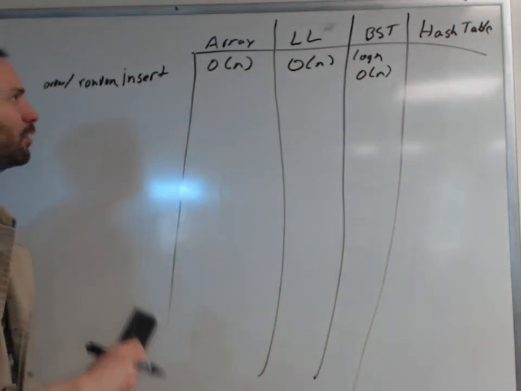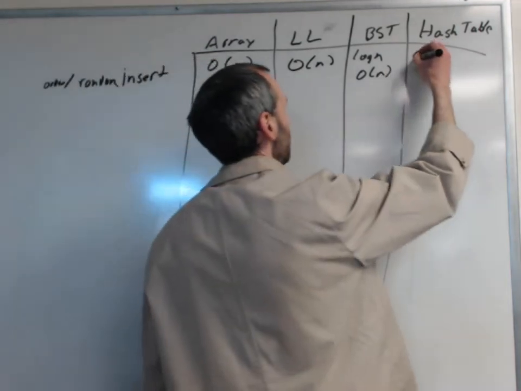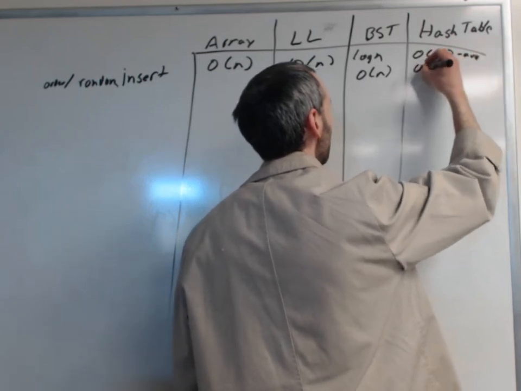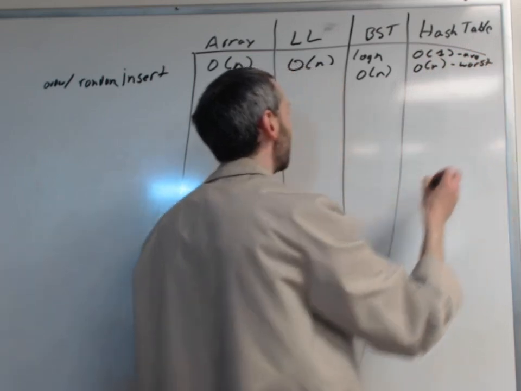Well, you're just inserting, you can't do it by order. So how long does insert take in a hash table? There's no log. O of 1 on the average case, O of n in the worst case.